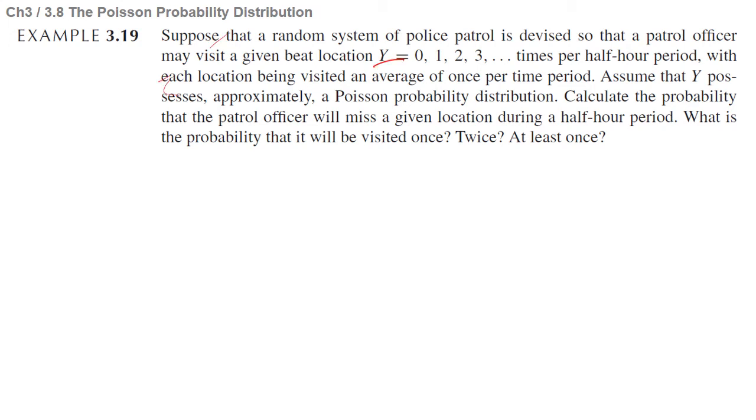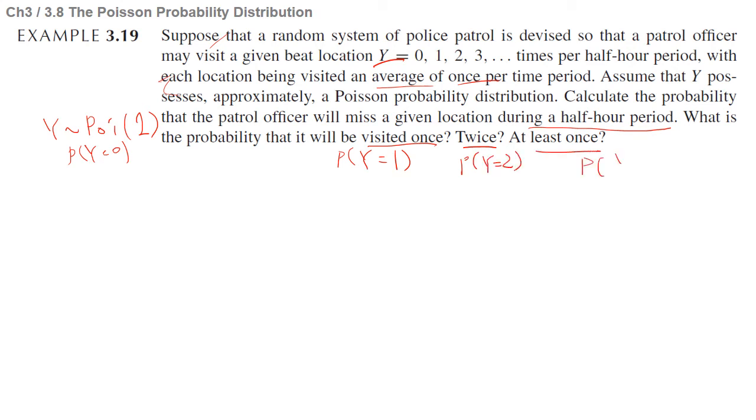Here y follows the Poisson distribution with mean rate, an average of once per period, 1. And calculate the probability that the patrol officer will miss a given location during a half-hour period, which is the probability of y equals 0. And what is the probability that it will be visited once? Probability of y equals 1, and twice, probability of y equals 2, and at least once, probability of y greater than or equal to 1, and this would be 1 minus the probability of y equals 0. Okay, so we know the distribution related to y, and also what we should derive.